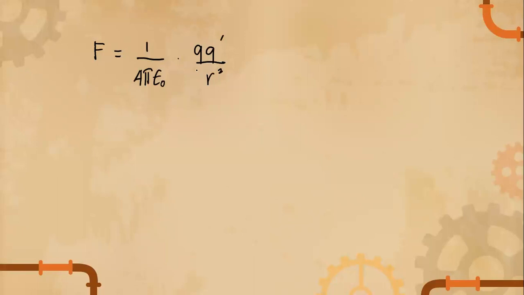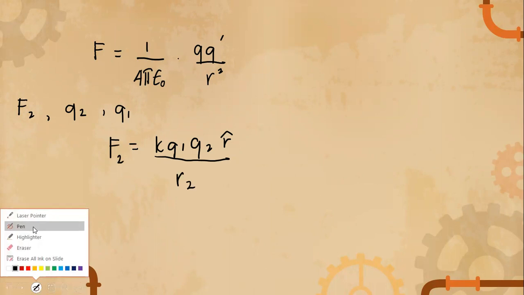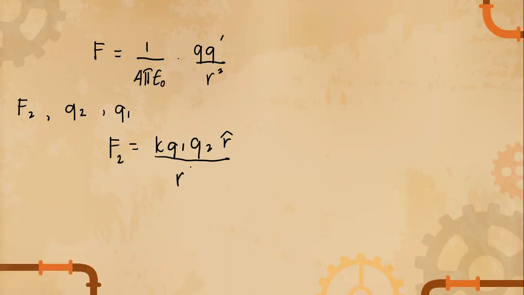In vector form, F2, the force on charge Q sub 2 due to the charge Q1, is given by F is equal to K Q1 Q2 R over R squared, or that is also equal to K Q1 Q2 R over R cubed, where R is the vector displacement from Q1 to Q2.